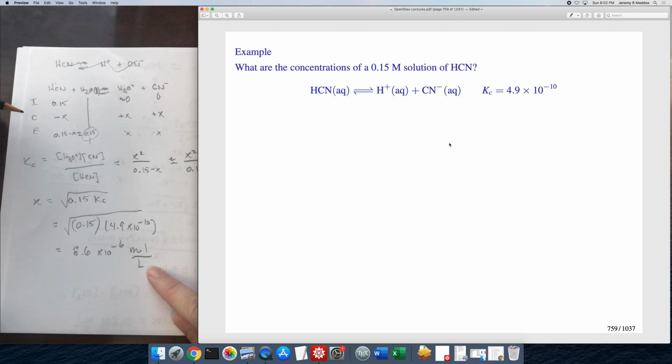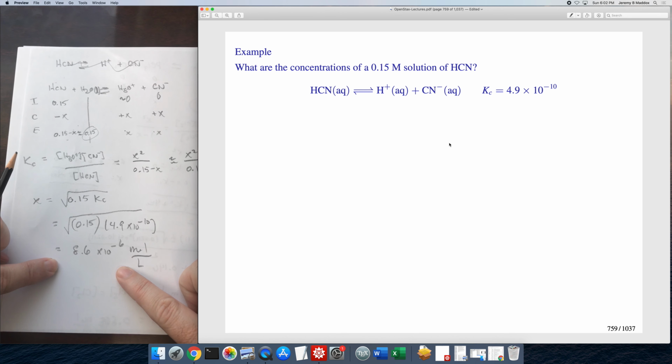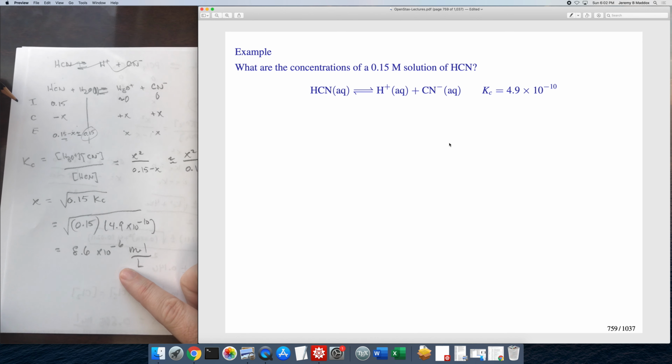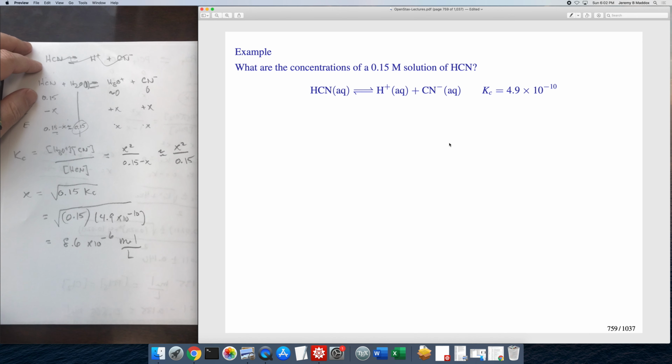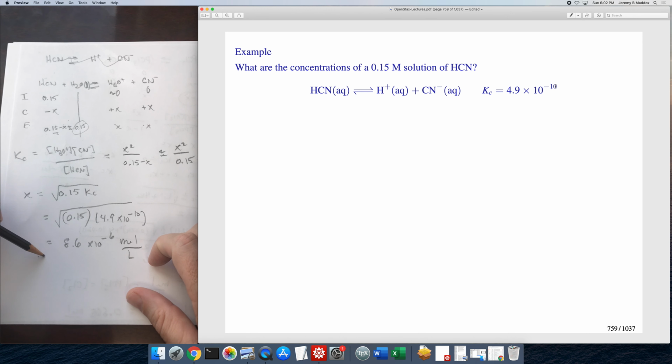So the reason we were allowed to make this approximation is because Kc is very small, which means that x is going to be very small. Indeed, 8.6 times 10 to the minus 6 is not significant compared to 0.15. So you can back substitute in and see, yes, our approximation is valid because x is small. Now, occasionally, you'll have a medium number, something like 10 to the minus 4 for the equilibrium constant. Occasionally, you'll get x at the end and you'll see that x isn't small enough. It's significant compared to the number that's right here. So I need to go back and do the quadratic equation.